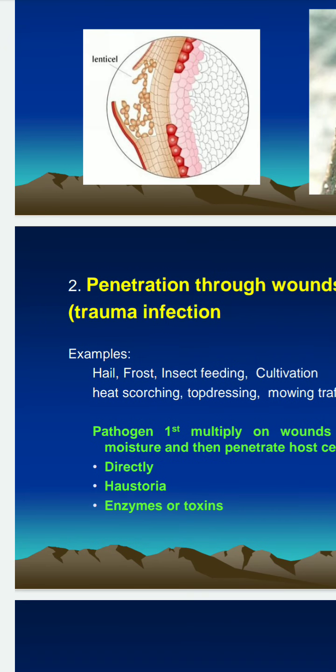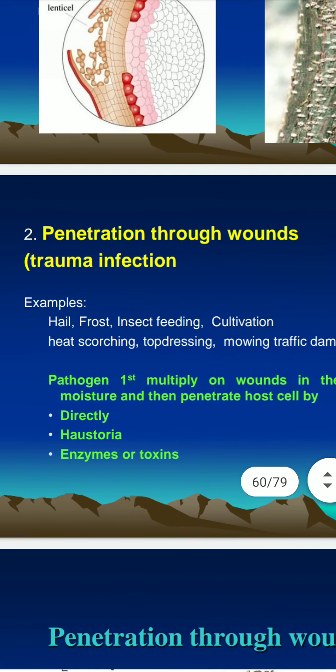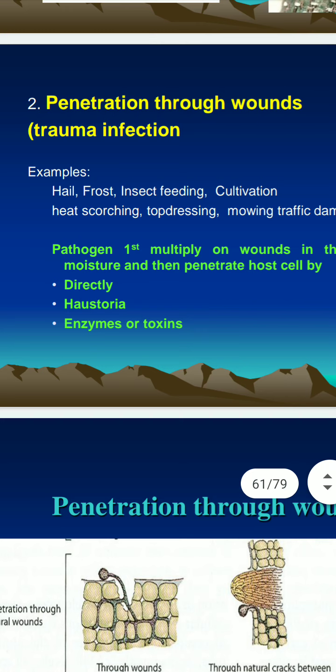Thus, we have studied how pathogens can enter the host tissue through these natural openings. Now, we will study the penetration through wounds. Many times, when hail, frost, insect feeding or cultivation practices wound the plant, then pathogens can enter through these wounds directly with the help of haustoria or with the help of enzymes or toxins in the plants.